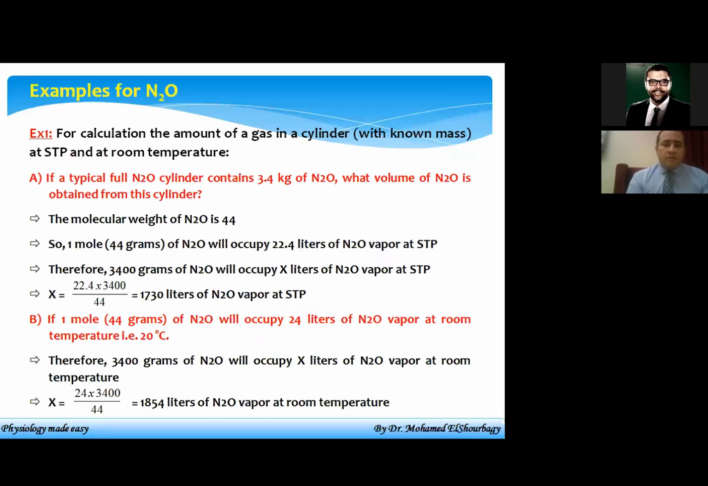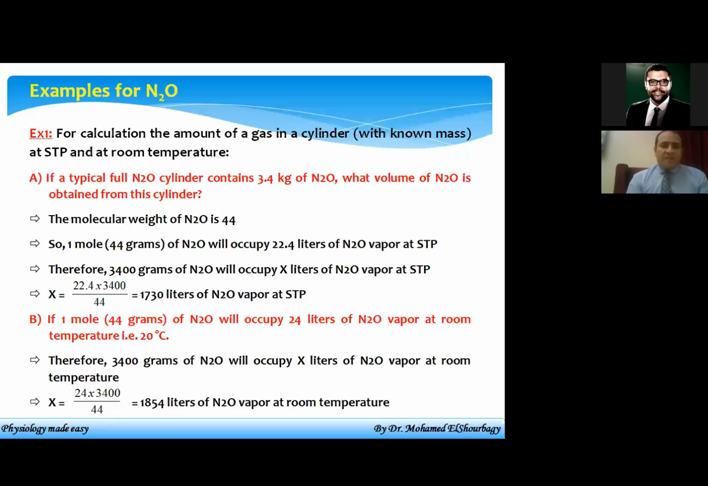Okay, what examples of nitrous again? For calculation of the amount of gas in a cylinder with known mass, at STP and room temperature. Okay, mass and volume. So we can apply the idea about moles, molecular weight, certain volume and certain temperature. We will calculate it at STP and at room temperature.